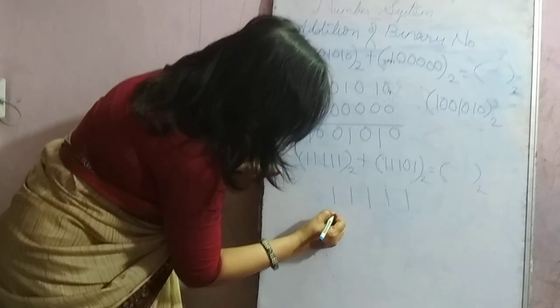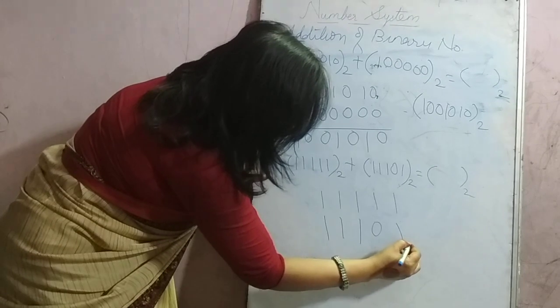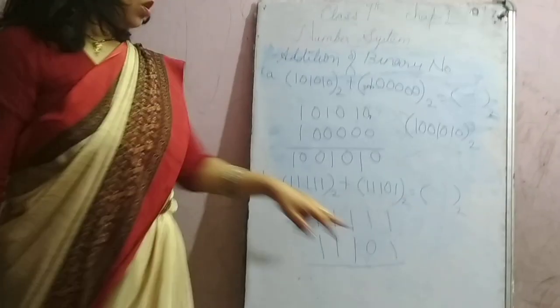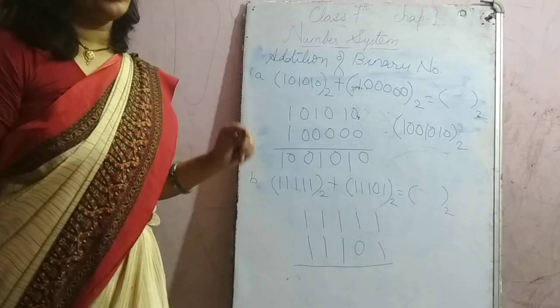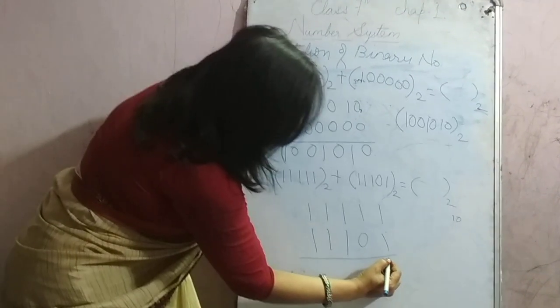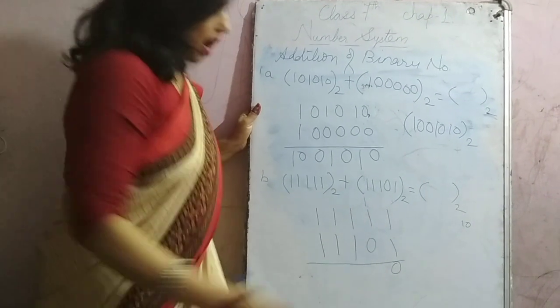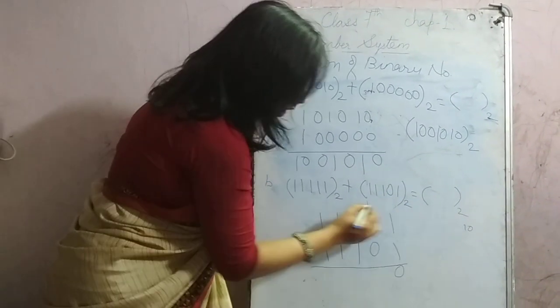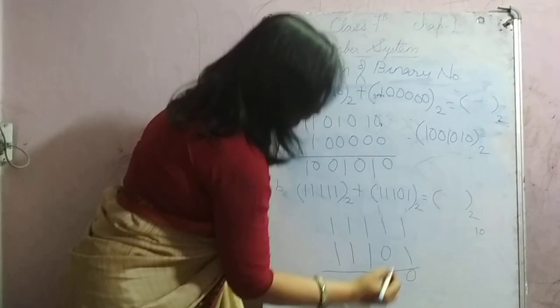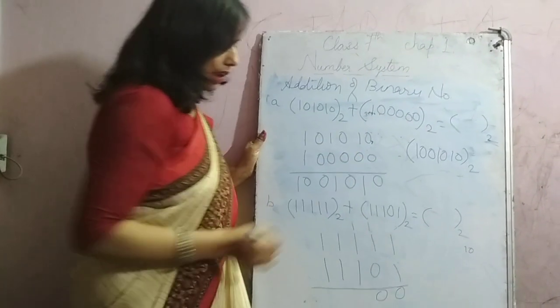Now 1 plus 1 is 2. That is 1 0. Okay. Now we will write here 0 and 1 will be given as carry. Again 1 plus 1 plus 0 is 10. Again here 0 will be written and 1 will be carry.